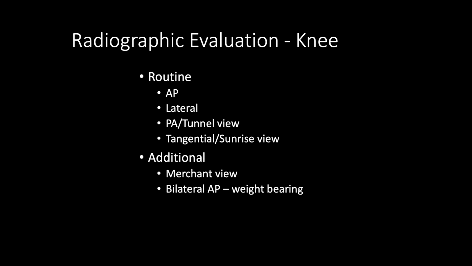So if we look at the radiographic evaluation of the knee, the more routine ones that you see in practice are the AP, the lateral. If we're suspecting something going on with the cruciate ligaments, the tunnel view or a PA view, and then we also see a sunrise or tangential view for the patella. You can also utilize a merchant view, and occasionally we'll do bilateral AP films and weight bearing if we're suspecting osteoarthritis.